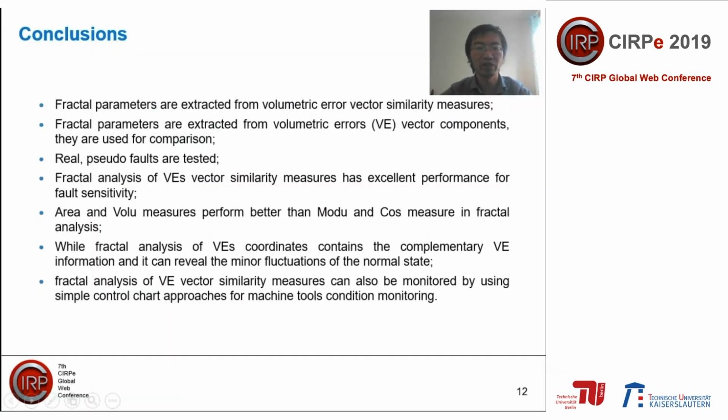After this research, we get the following results. Fractal analysis parameters are extracted from the volumetric error vector similarity measures. For comparison, fractal analysis parameters are also extracted from the volumetric error vector components. In this research, real and pseudo faults are tested. Fractal analysis of volumetric error vector similarity measures has excellent performance for fault sensitivity. The area and volume measures perform better than the module and cosine measures in fractal analysis. Although the fractal analysis of volumetric error coordinates contains the complete volumetric information and can reveal the minor fluctuation of the normal states, the fractal analysis of volumetric error vector similarity measures can also be monitored using a simple control chart for machine condition monitoring.